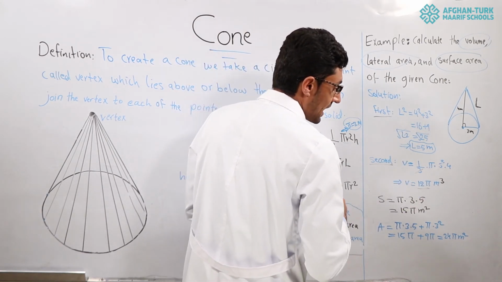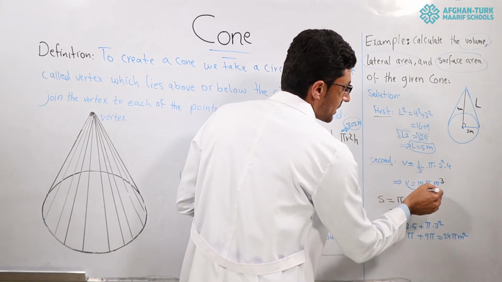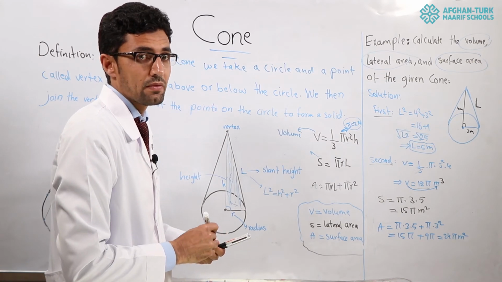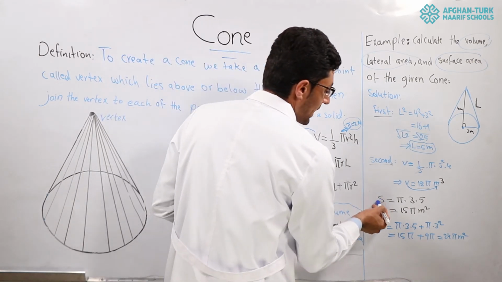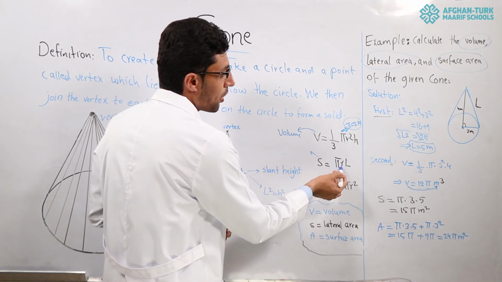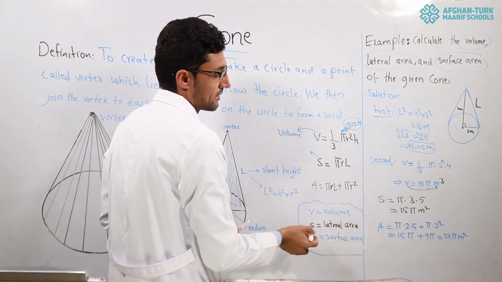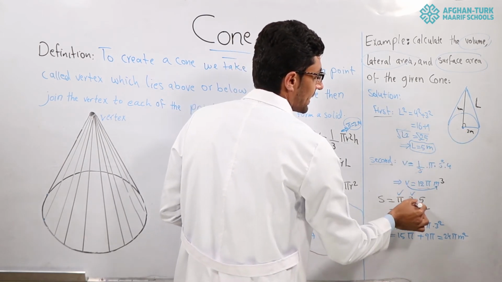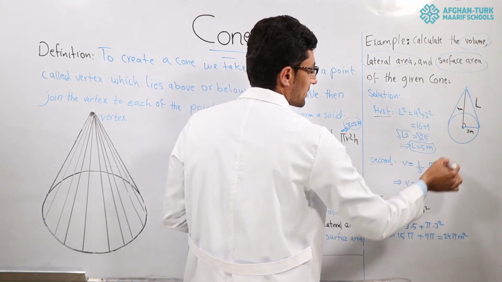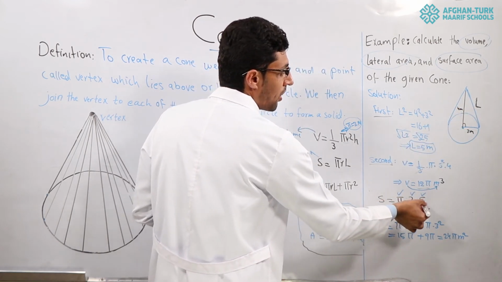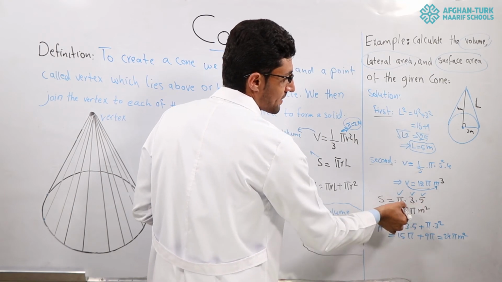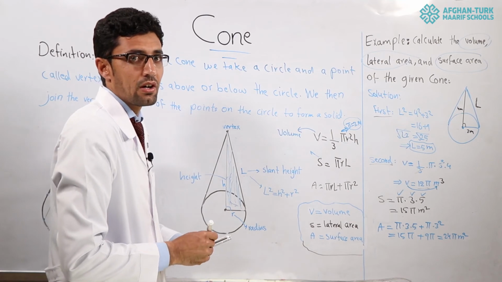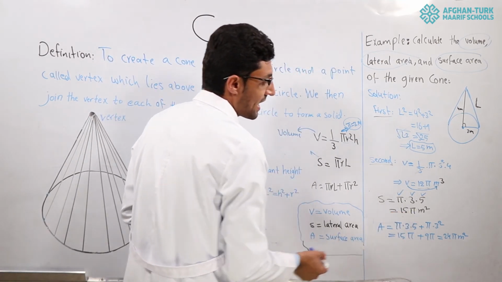12 pi. At home you can use the value of pi and multiply with 12. So V is equal to 12 pi meter cube, m to the power of 3. And in order to find S, here we have the formula pi r L. The value of r is how much? 3. And the value of L is how much? 5. Pi r L, 3 multiplied by 5 is 15 pi meter square. So again you can use the value of pi.